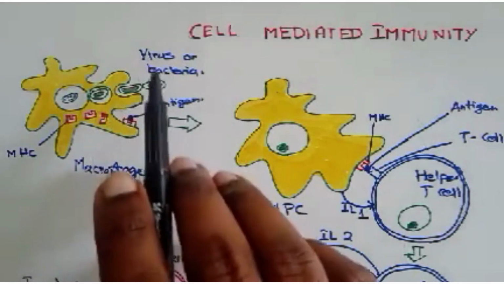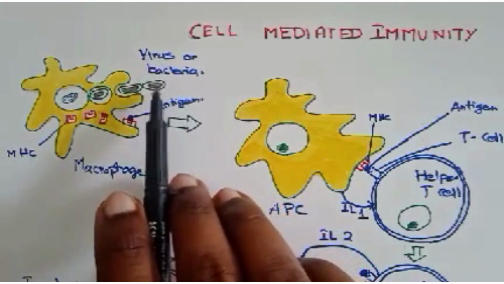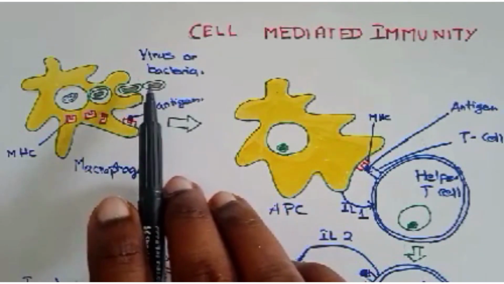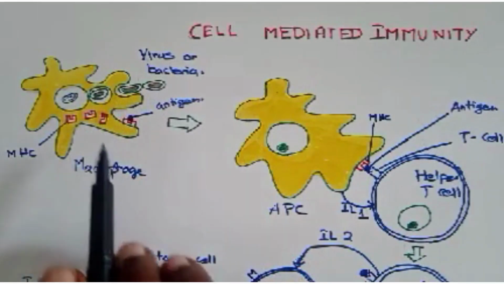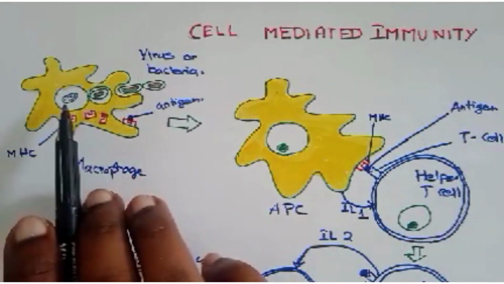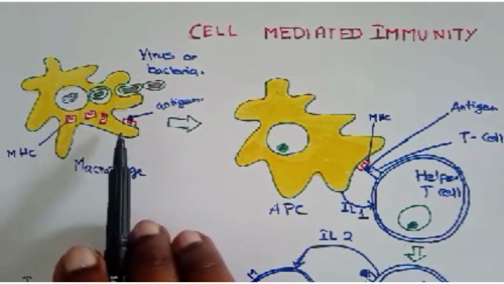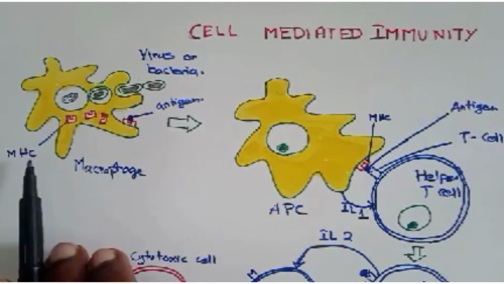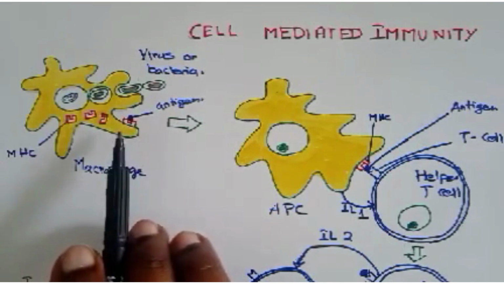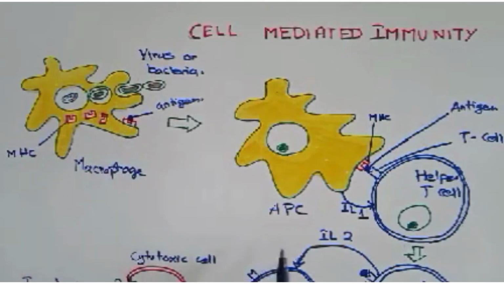The macrophage engulfs foreign organisms like viruses and bacteria. These viruses and bacteria are the antigens. They are engulfed by the macrophages and broken down into polypeptides. Those polypeptides are processed and presented on the cell surface by the major histocompatibility complex. This MHC presents the antigen, and now the macrophage is called an antigen presenting cell.